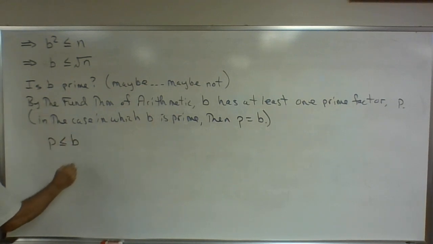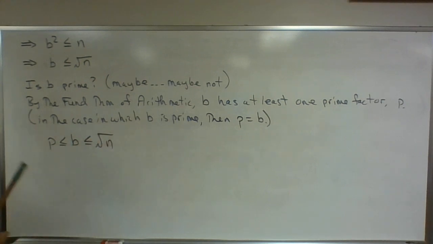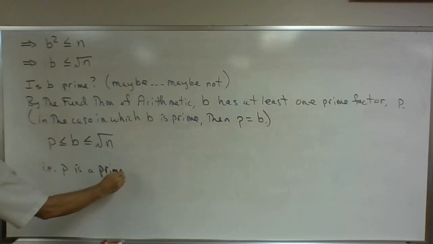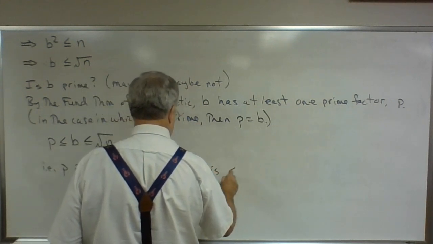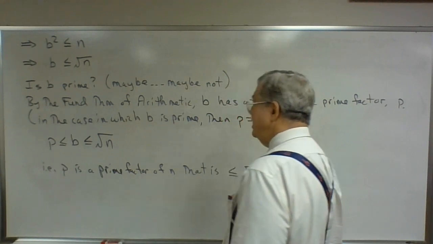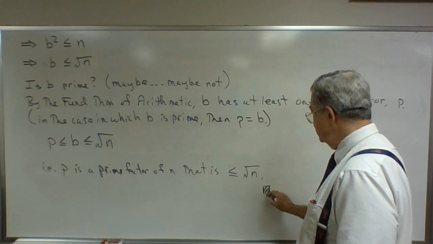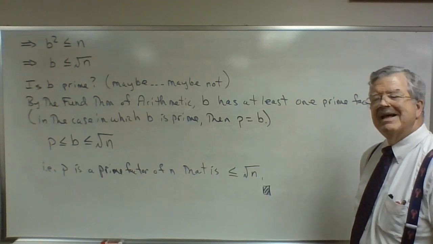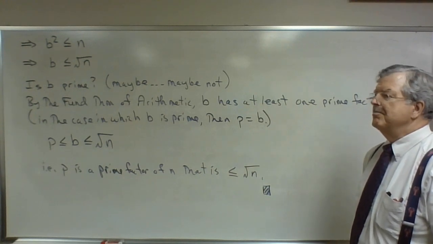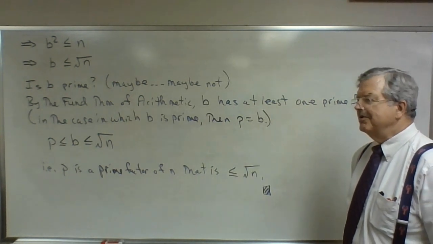And p is going to be less than or equal to b, which is less than or equal to the square root of n. So if b is prime, these two are one and the same. If b is not prime, it has a prime factor p, which is less than itself. And we have that p is a prime factor of n that is less than or equal to the square root of n. So every composite number has a prime factor less than or equal to its own square root.